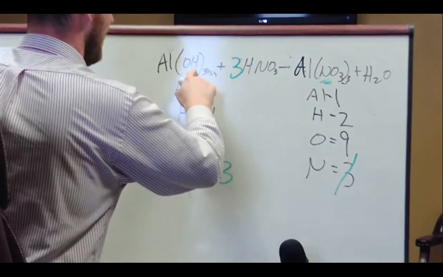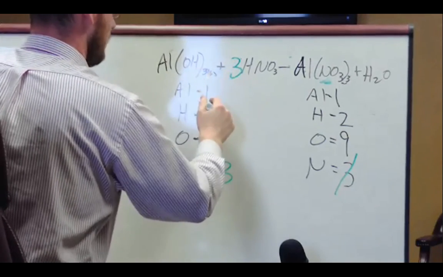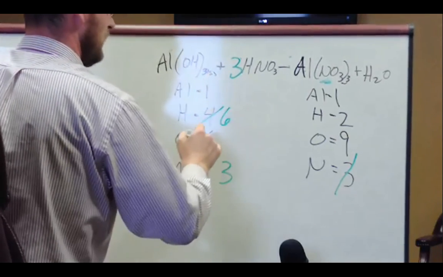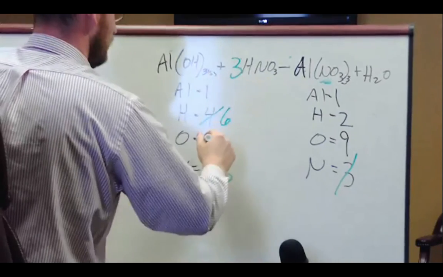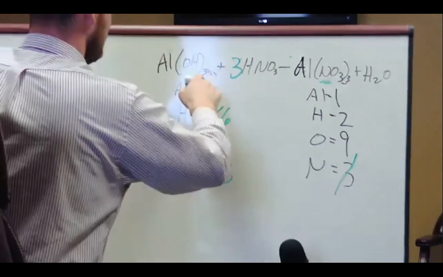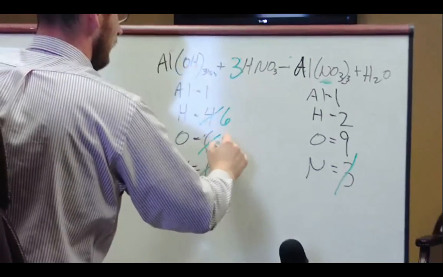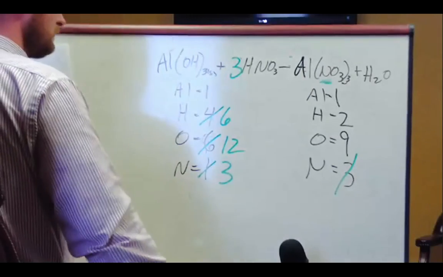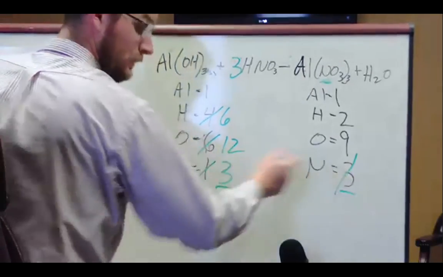How many hydrogens do we have? There's 3 here. There's now 3 here. So we have 6 hydrogen. And how many oxygen do we have? We have 9 plus 3 is 12. Okay? But our nitrogens are now balanced. We have 3 and 3.